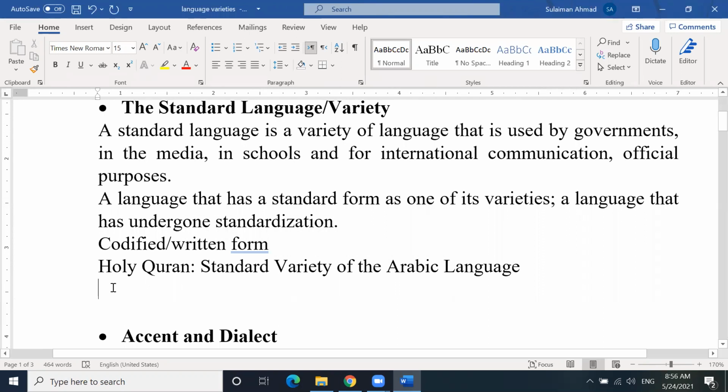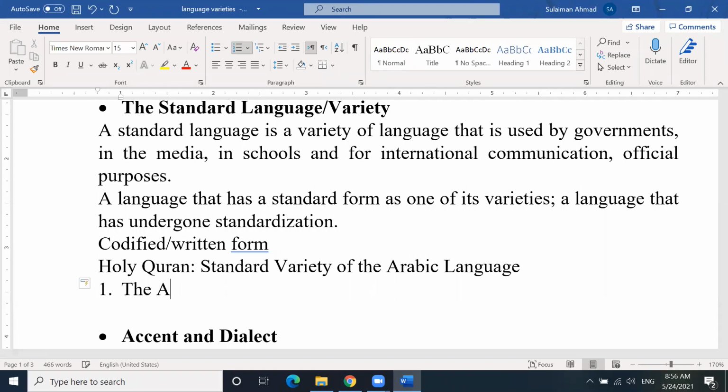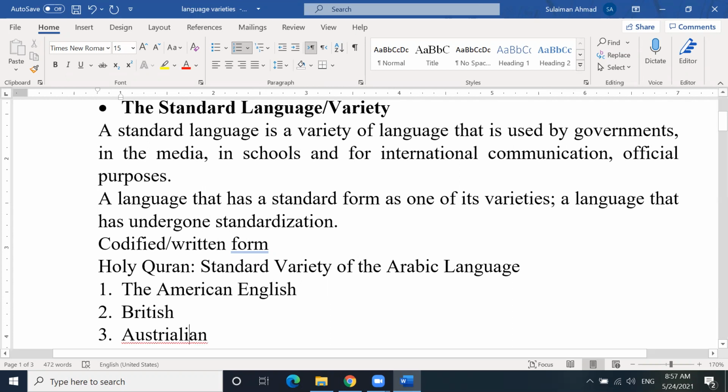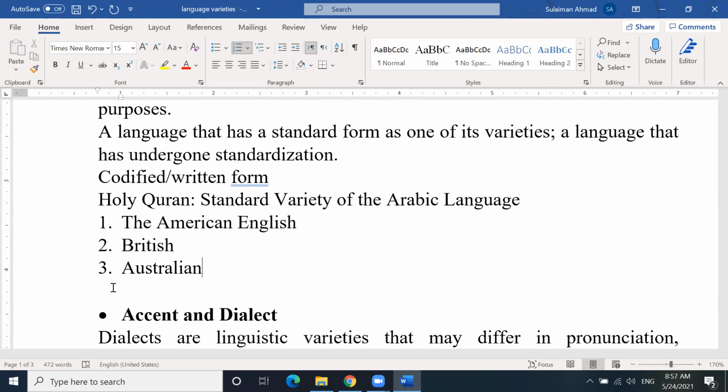The standard varieties of English are the American English variety, the British variety of English, and the Australian variety of English, right? These are the standard varieties of English. English is spoken, as I told you, in many countries of the world, rather most of the countries, but they are not the standard varieties. Remember, they are not the standard varieties, right?